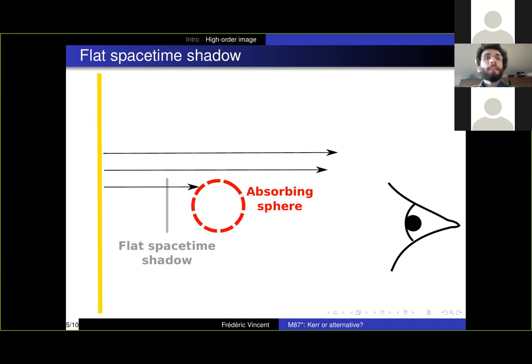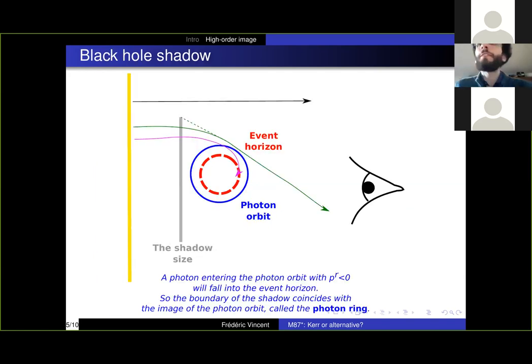There is nothing complicated here. What happens if I put a black hole there? So if I consider a photon emitted far from the location of the black hole, it will essentially not feel the presence of the black hole and go still along a straight line trajectory to the observer.